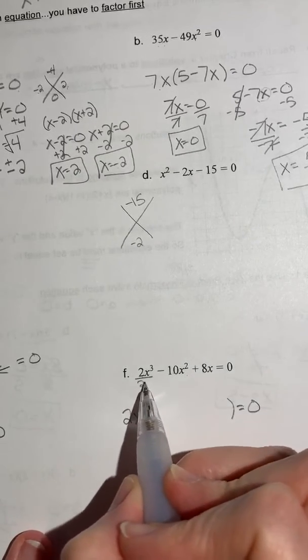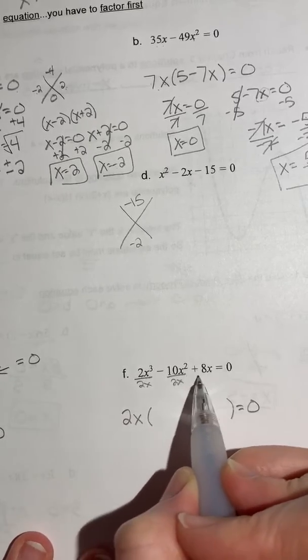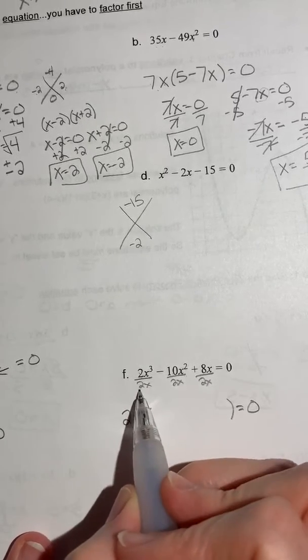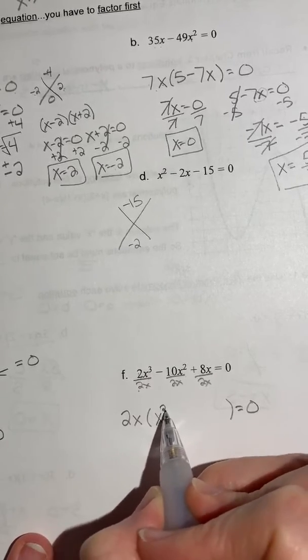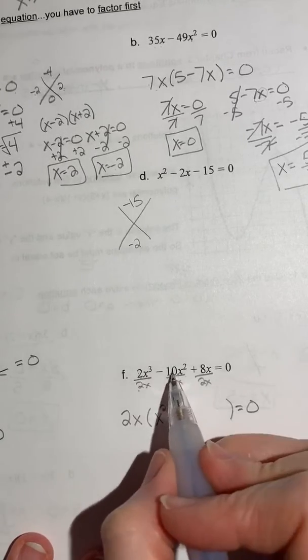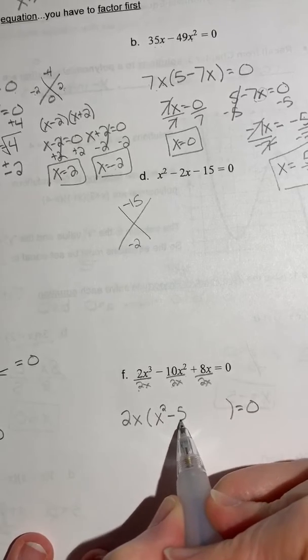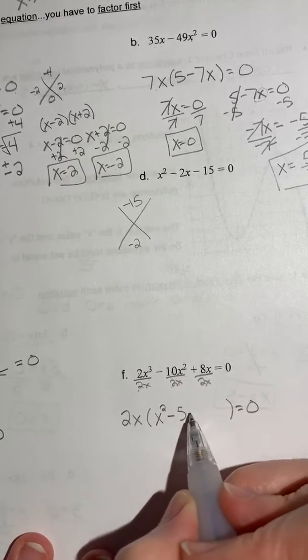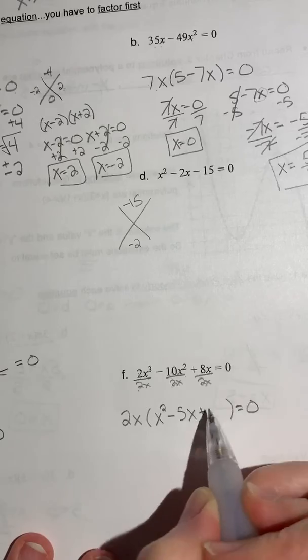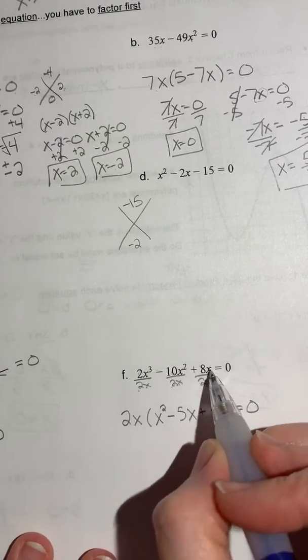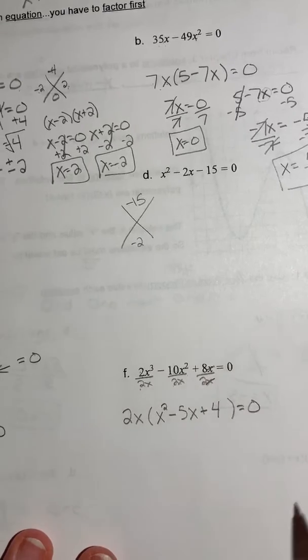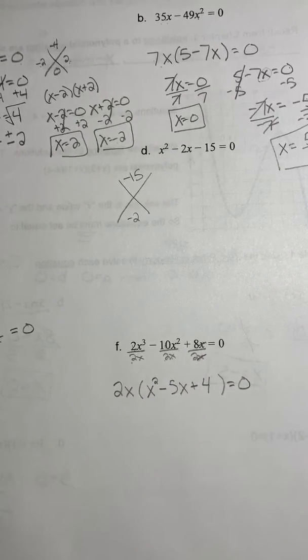So if I divide each of these terms by 2x, 2 divided by 2 is 1, x to the third divided by x to the 1 is x squared, minus 10 divided by 2 is 5, x squared divided by x is x, plus 8 divided by 2 is 4, x divided by x is 1. So now I have this.